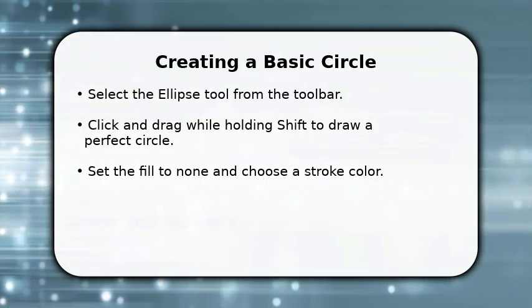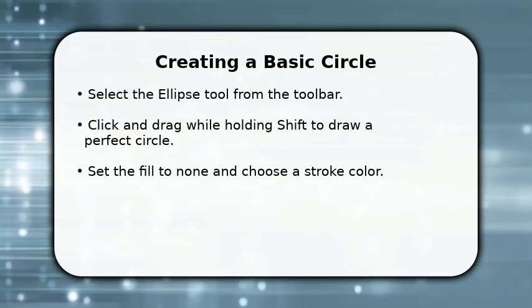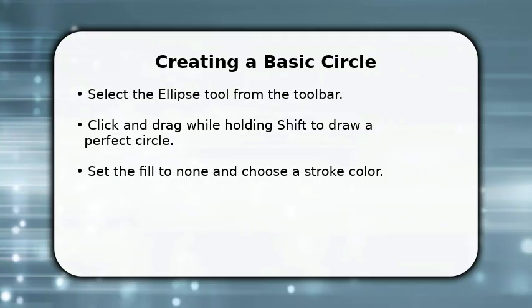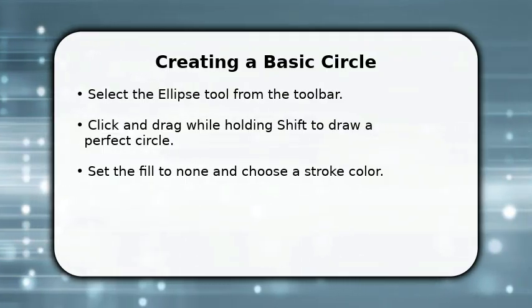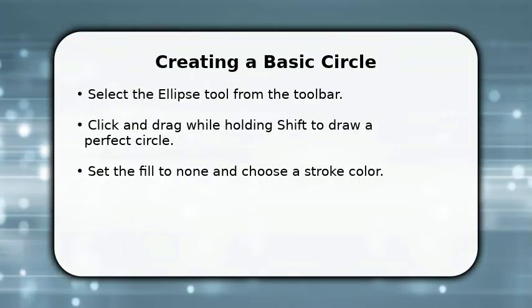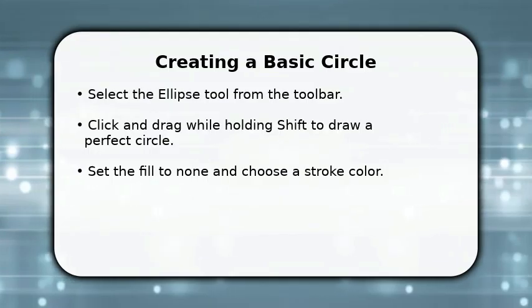To begin, select the ellipse tool from your toolbar. Hold down the Shift key while you click and drag to draw a perfectly round circle. Once drawn, make sure to set its fill to none and then choose a desired color for your stroke. This creates your fundamental circle line.